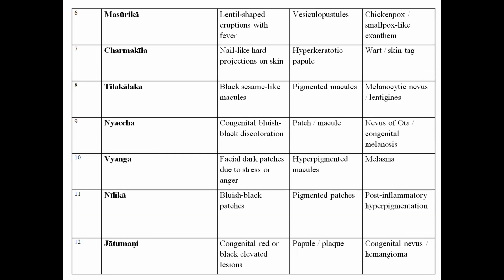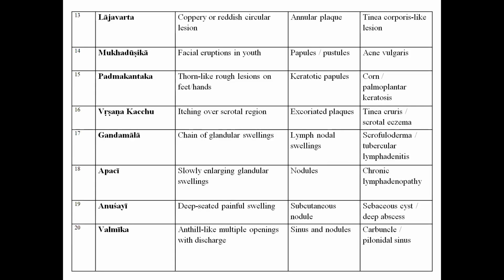Charmagila, wart or skin tag can be correlated. Tilakalaka can be correlated with pigmented macules. Nyacha can be correlated with nevus or congenital melanosis. Vyanga can be correlated with melasma, especially seen in menopausal ladies. And Neelika is there. Pigmented patches can be correlated with it. Yathumani is there.